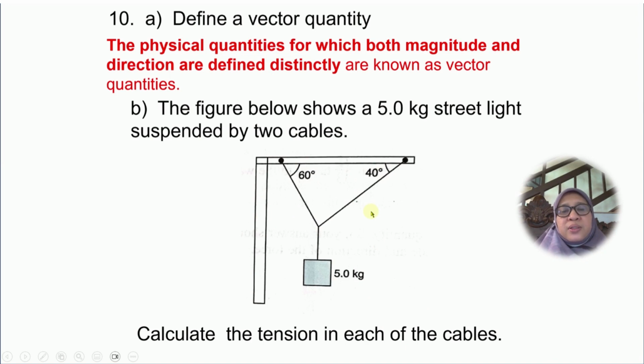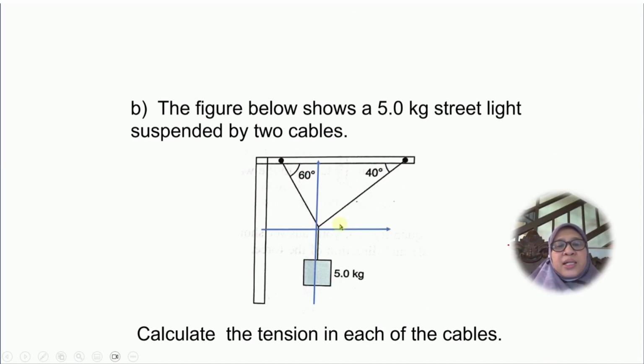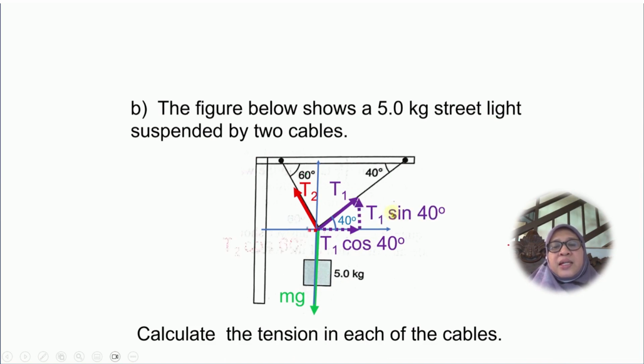From the horizontal. So first step, we choose a Cartesian plane and we label tension 1 for the first string, tension 2 for the second string. They are not the same this time because the angles are not the same. Then lastly is the weight of the object, the street light. So the weight is mg. The components of T1 will be T1 cos 40 degrees and T1 sin 40 degrees. For T2, T2 cos 60 degrees and T2 sin 60 degrees. Label the components of T1 and T2.